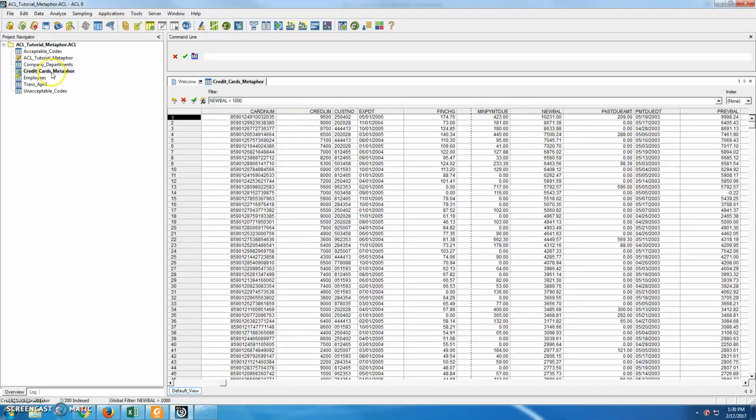I'm in the credit cards metaphor table for the record. And you see this guy, he's up here with the 10,000-ish dollars, and his past due amount is like $209, so I don't know if we should keep handing him money if he's not going to pay his monthly payment.